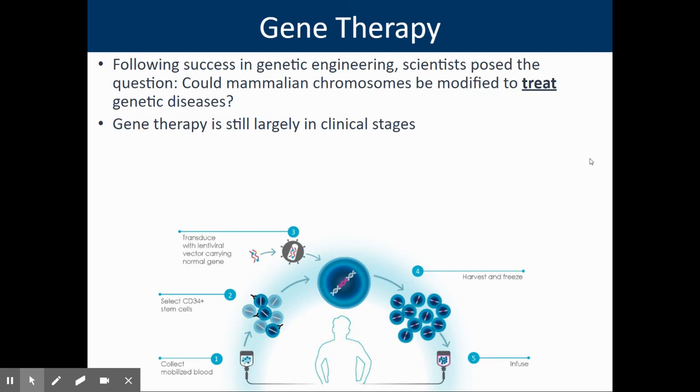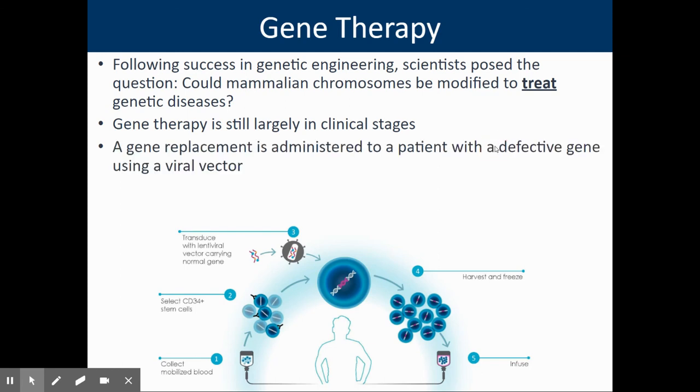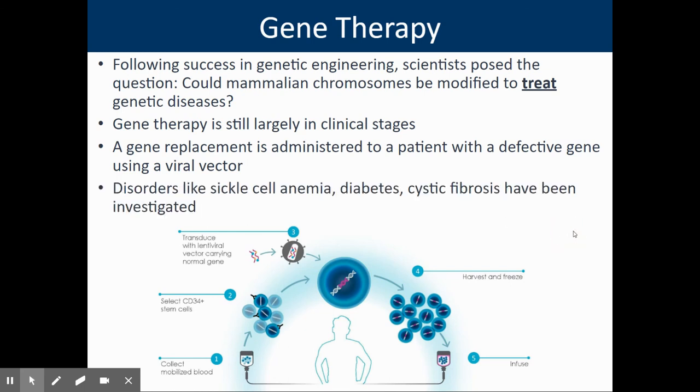And so what happens is it's not actively used, but it is used in some ways, but it's not used in other ways. So it's used sometimes to try and help treat genetic diseases, but in the world of modifying, for example, any sort of genes in a baby before a baby is born, we are not there. So gene replacement is administered to a patient with defective genes using a viral vector. So you can kind of see the process here. Disorders like sickle cell anemia, diabetes, cystic fibrosis, all of these have been investigated.